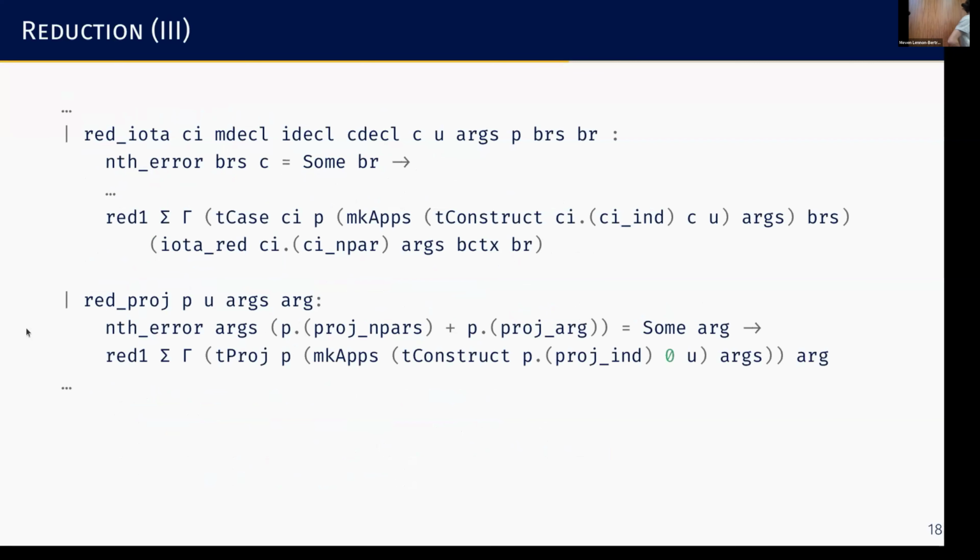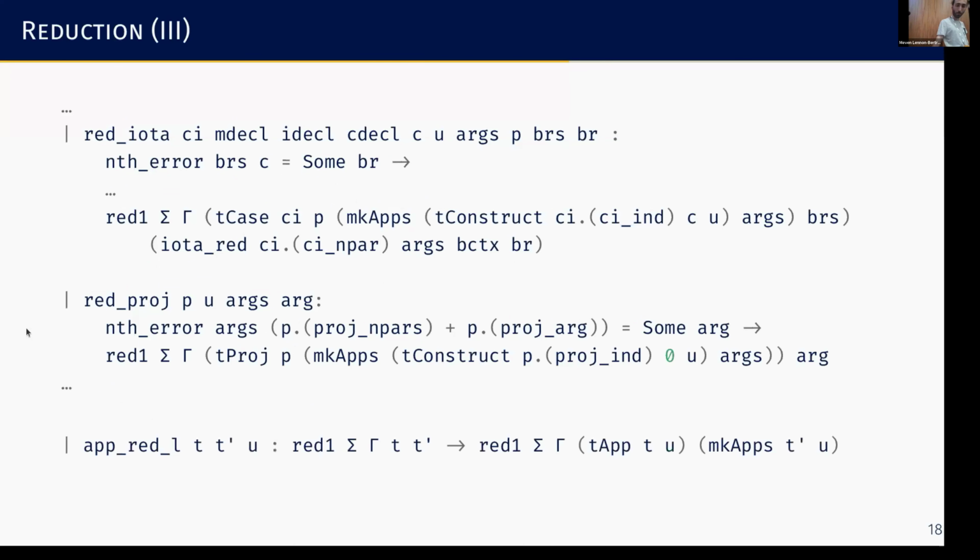Pattern matching also reduces, and I'm not going to tell you what the reduction function does, but it does what you think. So it selects the right branch, substitutes what needs to be substituted in the branch, and gives you that. Projections as well reduce when you have a projection of a constructor. You get the relevant argument. And then this whole thing is closed by congruence. It can reduce under any context, like in the left or right side of an application, for instance.